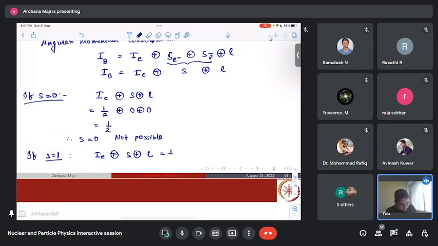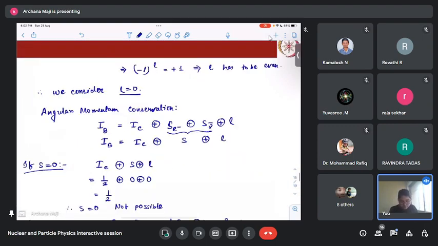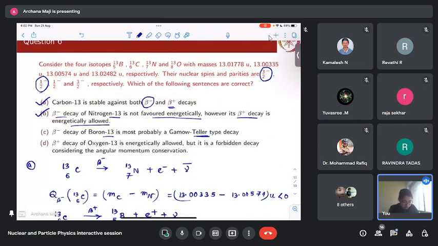It will give us half plus 1 plus 0, so 3/2 or half, so 3/2 is there, therefore S equal to 0 is a possibility. So S equal to 1 is possible. Therefore C option is also correct. Beta minus decay of boron 13 is most probably a Gamow-Teller type decay.